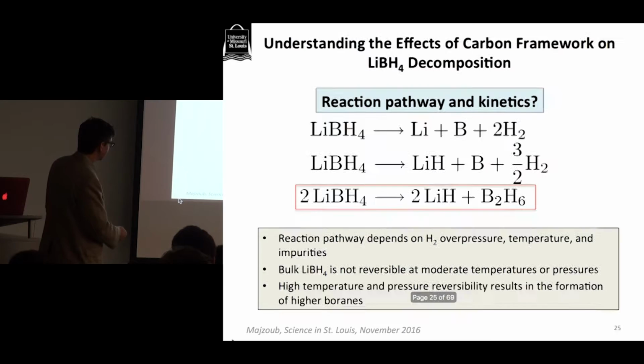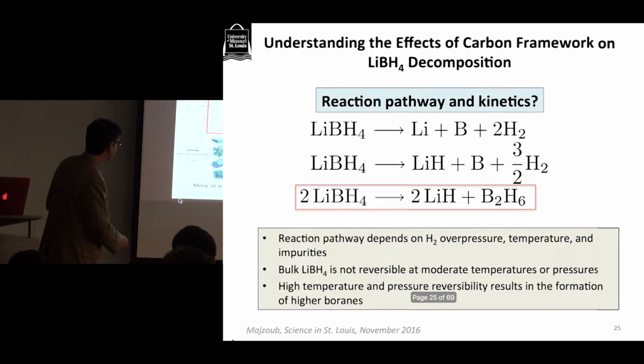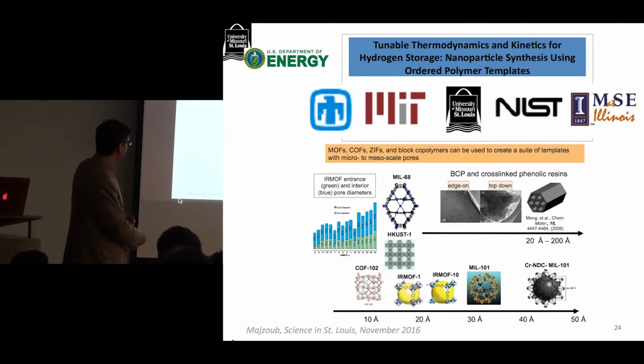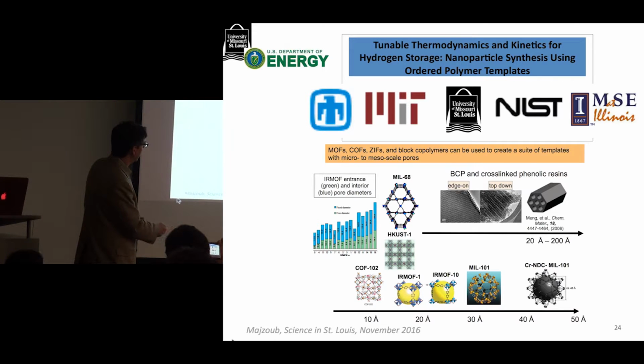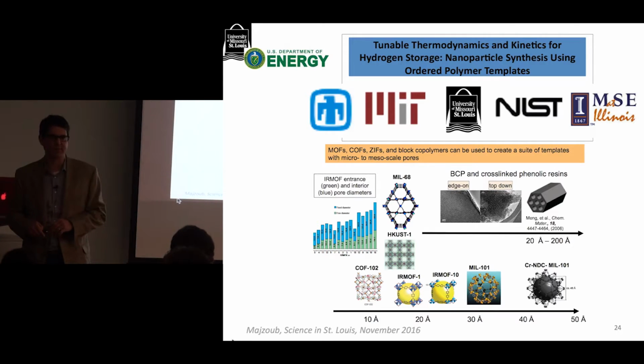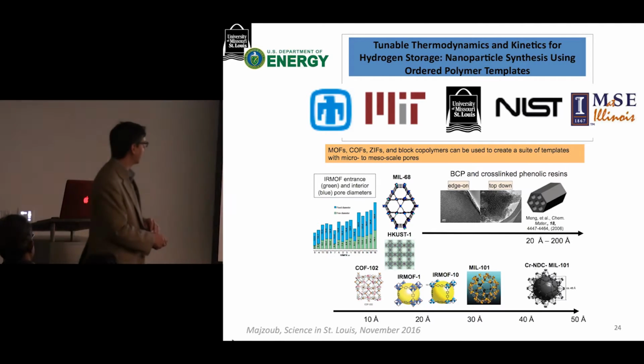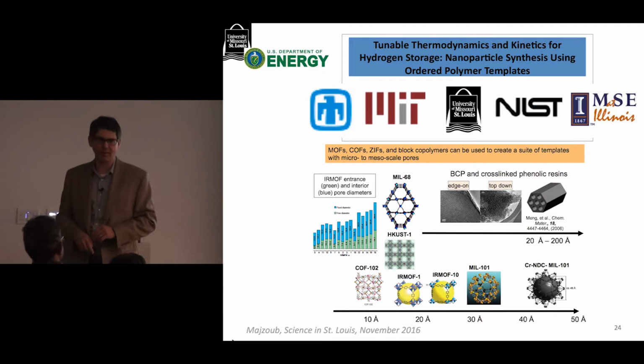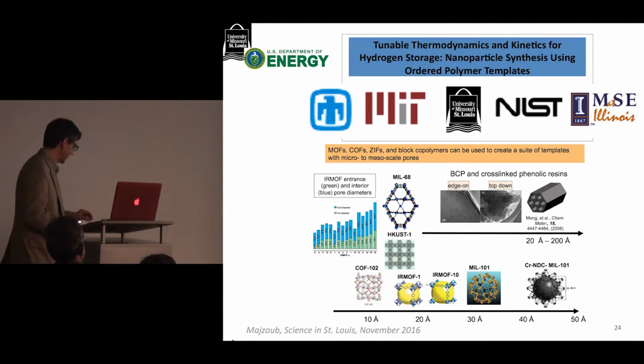And so my colleagues at Sandia were looking at metal organic frameworks, and these have very small pore sizes of the order of 10 angstroms to 20 angstroms. And my group was looking at carbons that had pore sizes anywhere from 20 angstroms and on up.